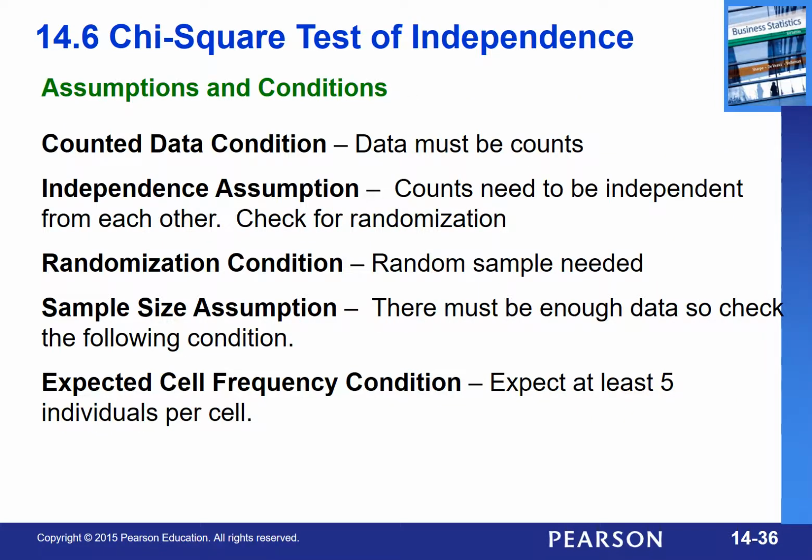Alrighty. So we need counted data still. We need to have the expected cell count be at least 5. You got to have enough data to be able to figure that out. It needs to be random. And then the counts need to be independent of each other, or you need to at least suspect they're independent, and you'll know whether or not they are in a little bit.